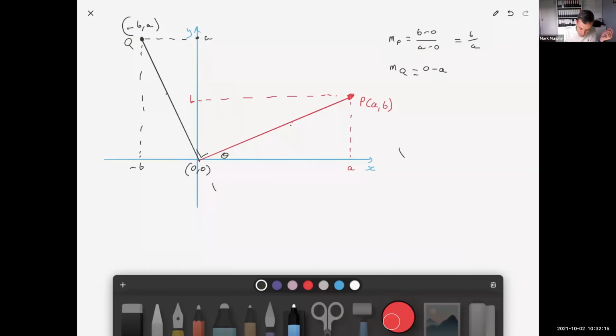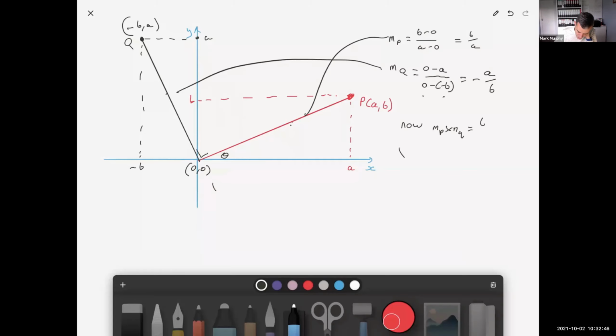So the first one is for this line, and this one will be for this line. So 0 minus A all over 0 minus B. Y2 minus Y1 all over X2 minus X1, so X2 in this case is 0, and X1 is minus B. So that ends up being minus A over B. Now, if we multiply MP by MQ, we get something funny. We get B over A multiplied by minus A over B, and they cancel out, giving minus 1. So that's why we're saying by definition.